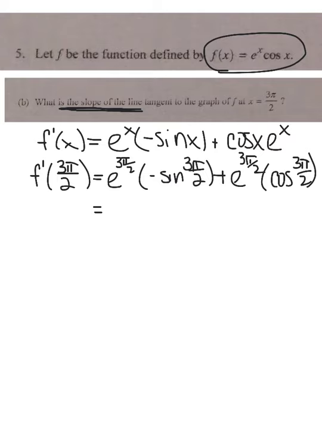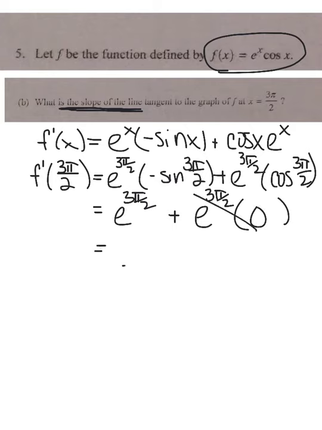All right, so let's look at what we have here. What's the sine of 3 pi over 2? That should be -1. But times this negative is going to make it +1. So then all we have there is just e to the 3 pi over 2 plus. All right, then we have e to the 3 pi over 2 again. And what's the cosine of 3 pi over 2? The cosine of 3 pi over 2 is 0. So that will cancel that out. And our answer is e to the 3 pi over 2.